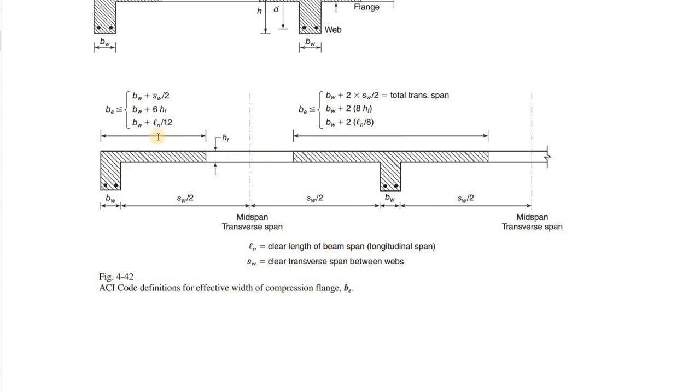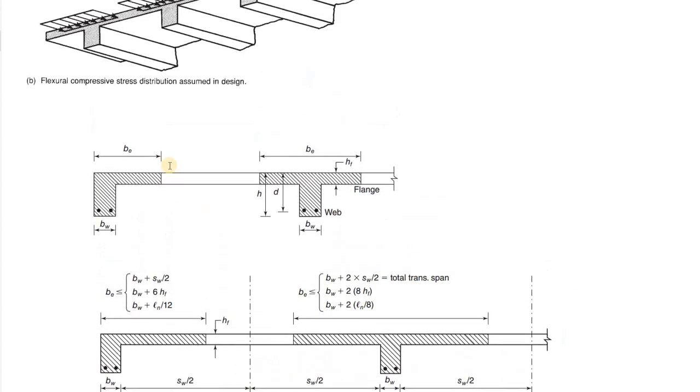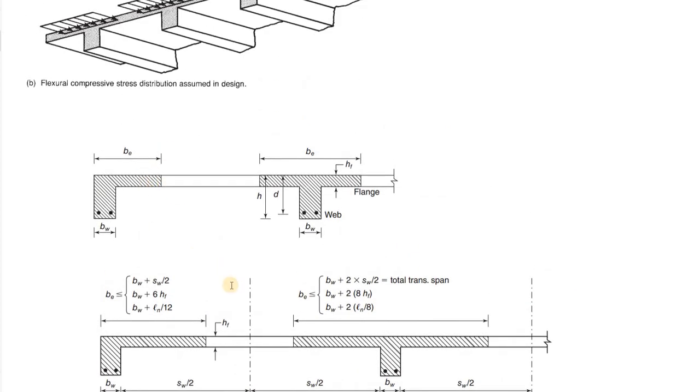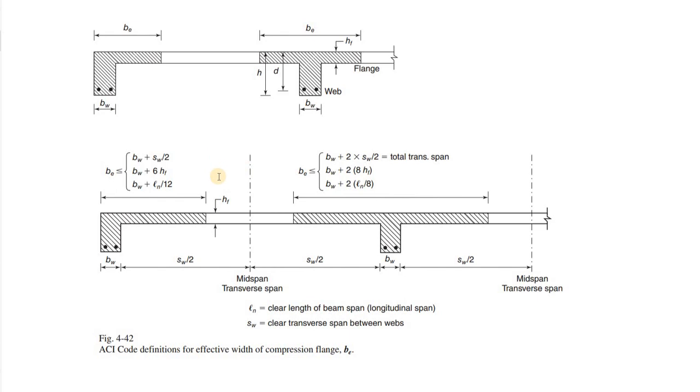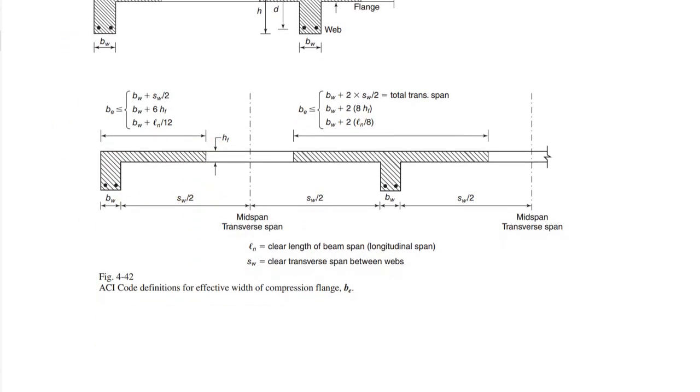And over here we have 1/12 of the clear span, this projection, and then 6 times HF instead of 8 times HF, and then again SW by 2, because now we have the flange only on one side. So in all these situations, keep in mind the compression is on the flange side. Compression is on the flange side. So we are talking about positive bending moment cross sections in all these cases.